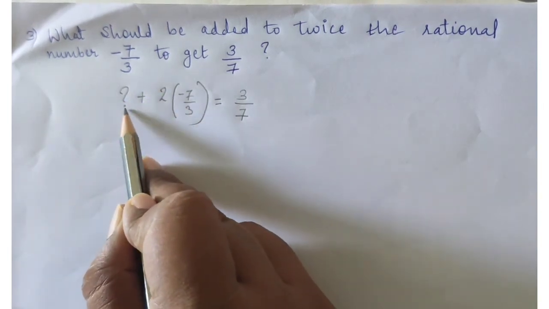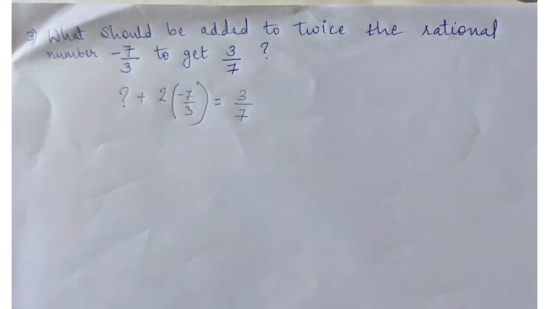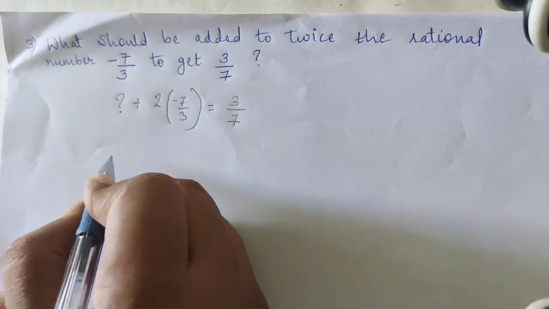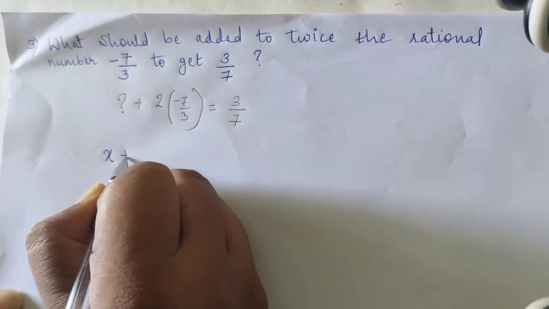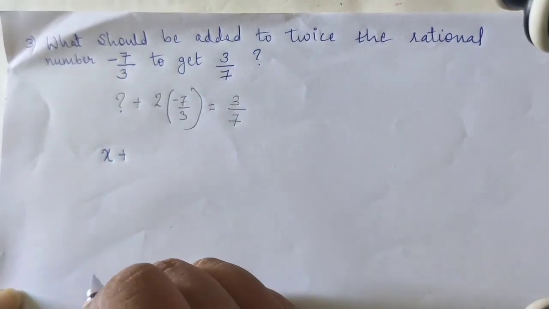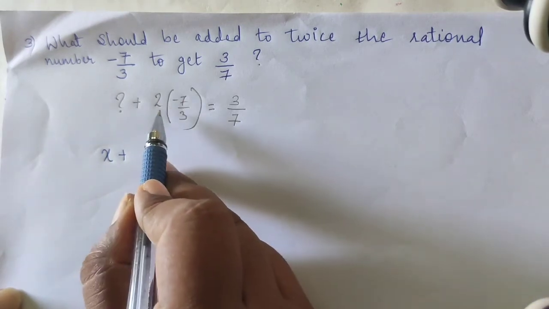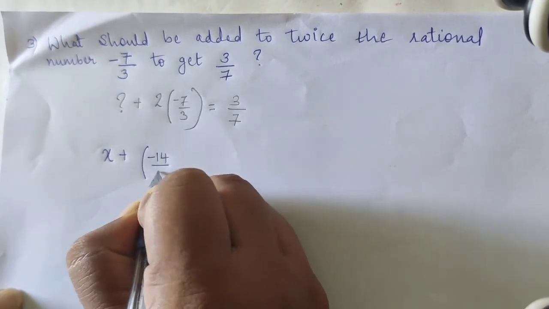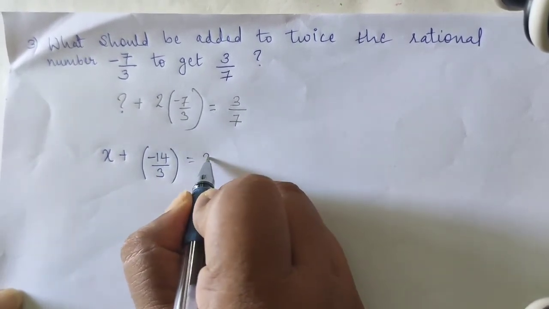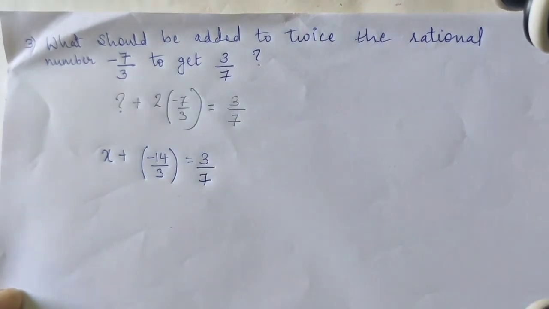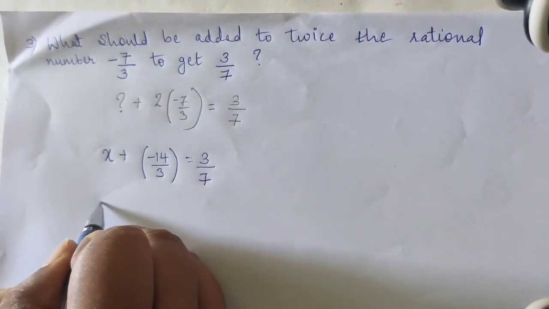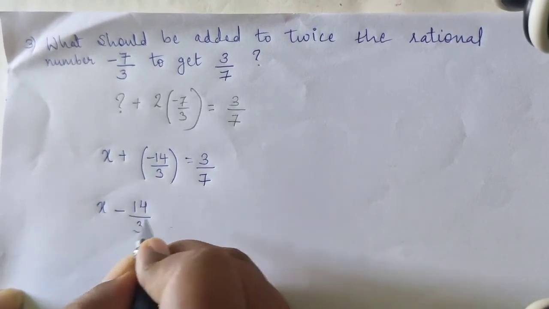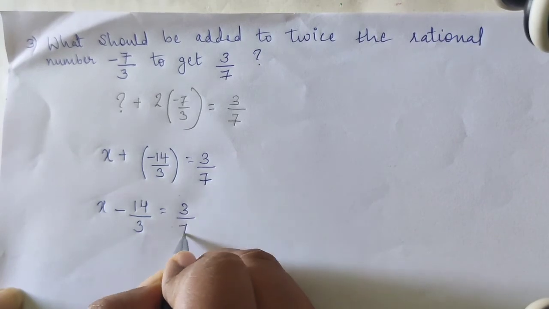Now what should be added, that is unknown. So we will consider x here. So we will consider this number as x plus 2 times of this rational number. What will be the answer? We can directly multiply. 7 twos are 14. That will be minus 14 upon 3 equals 3 upon 7. Let us open the bracket now here. x plus into minus will be minus 14 upon 3 equals 3 upon 7.